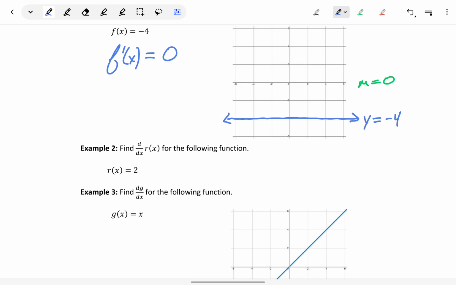So in example 2, when we want to find d over dx of r of x, we're finding d over dx of 2, which is again just the derivative of a constant, so that will be 0.